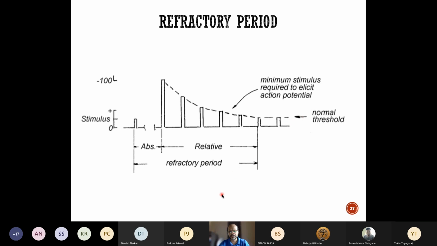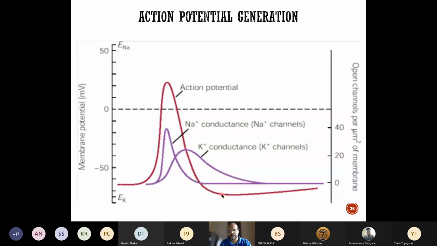Okay, so this is what prevents a neuron from continuously firing action potentials, because it keeps going into this refractory period every time it generates an action potential.